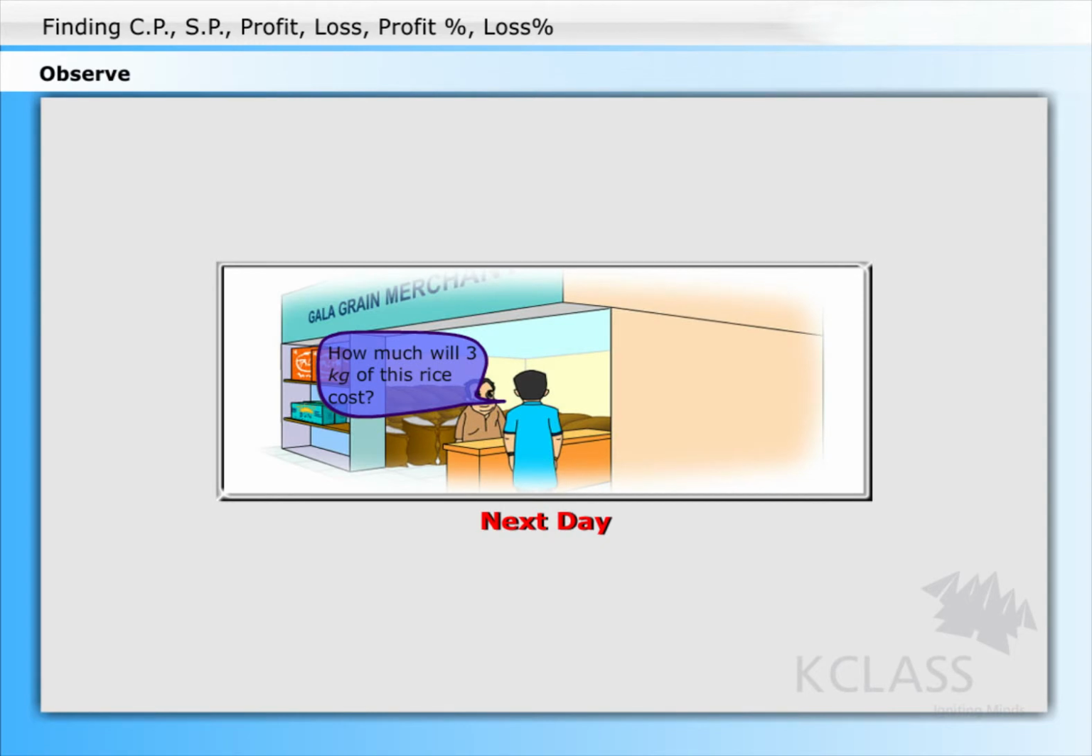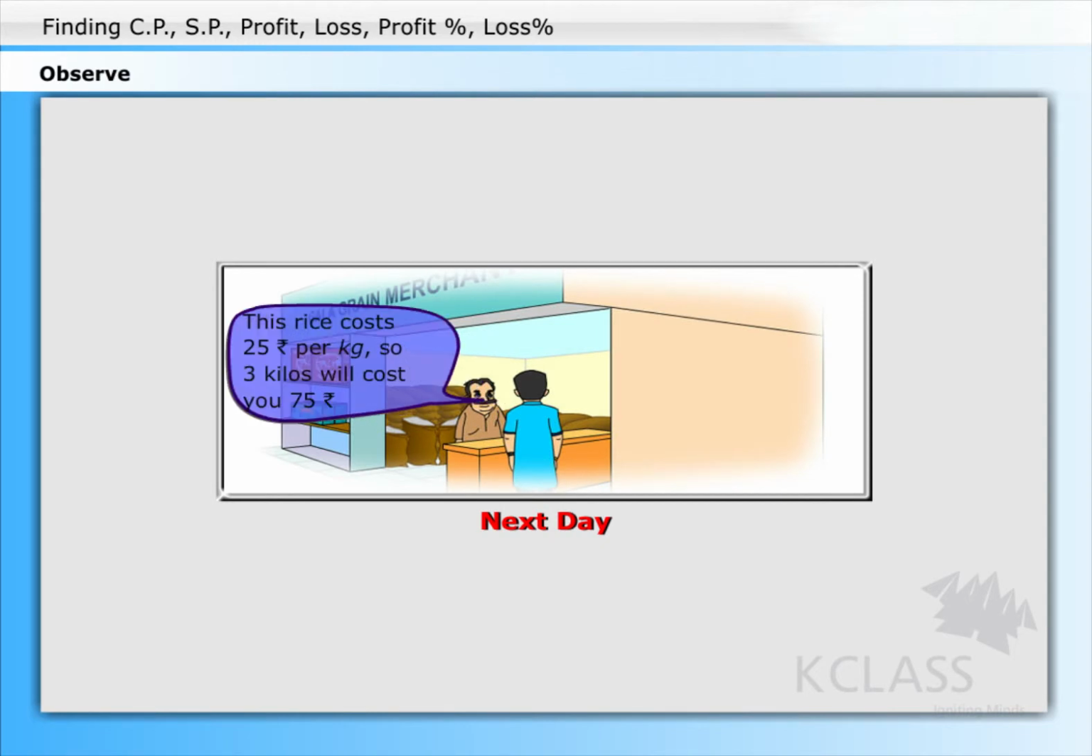How much will 3 kilos of this rice cost? This rice costs 25 rupees per kg, so 3 kilos will cost you 75 rupees.